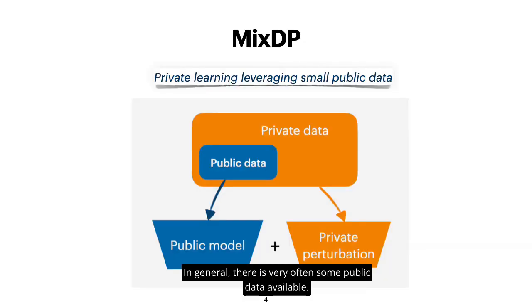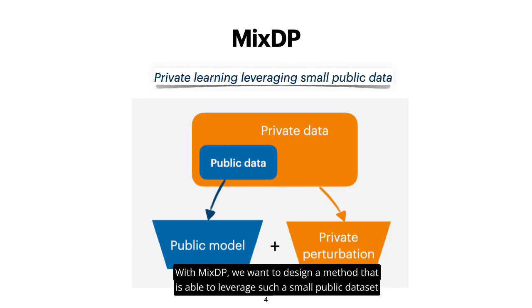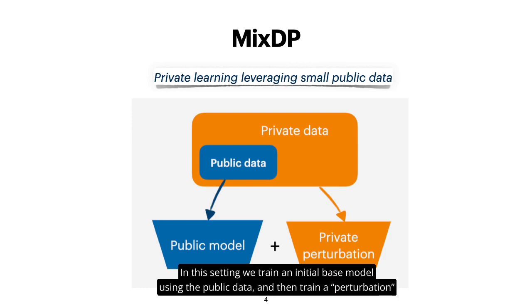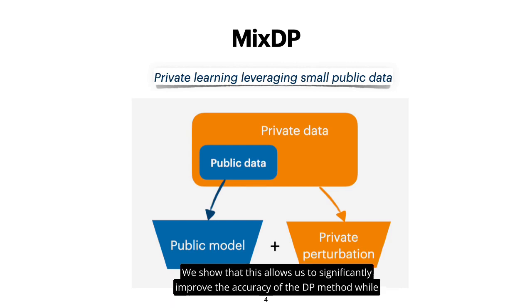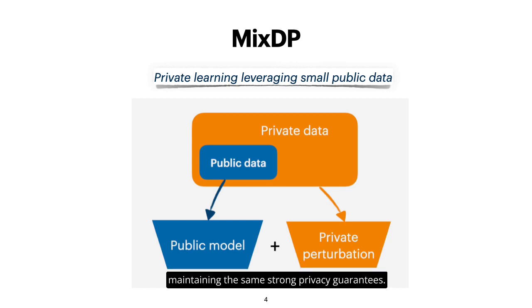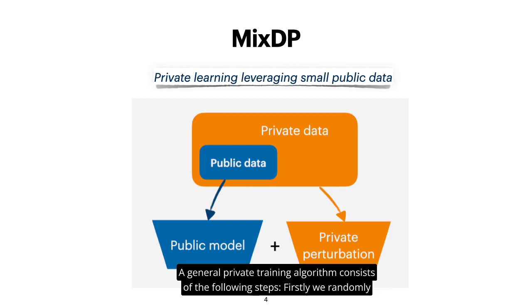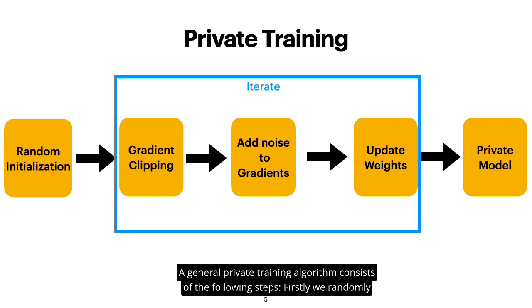In general, there is very often some public data available. With mixed DP, we want to design a method that is able to leverage such a small public dataset to improve private training. In this setting, we train an initial base model using the public data and then train a perturbation of the model using all the data. We show that this allows us to significantly improve the accuracy of the DP method while maintaining the same strong privacy guarantees.